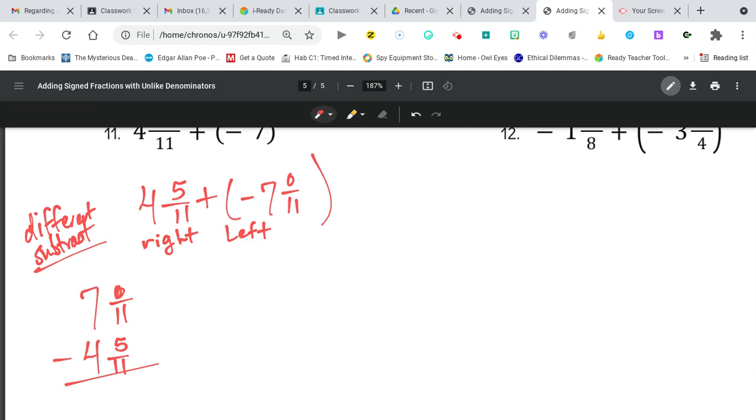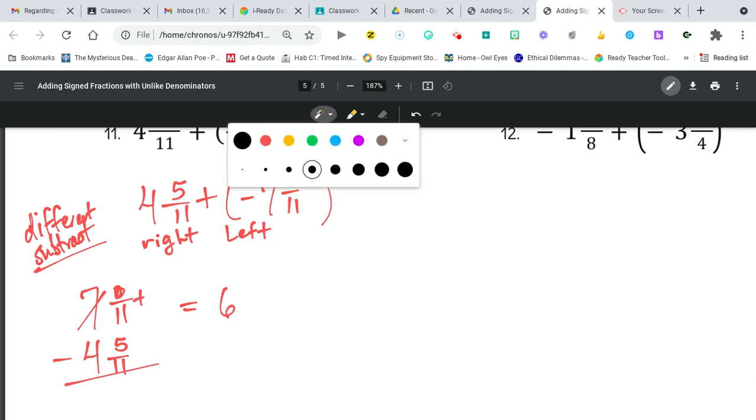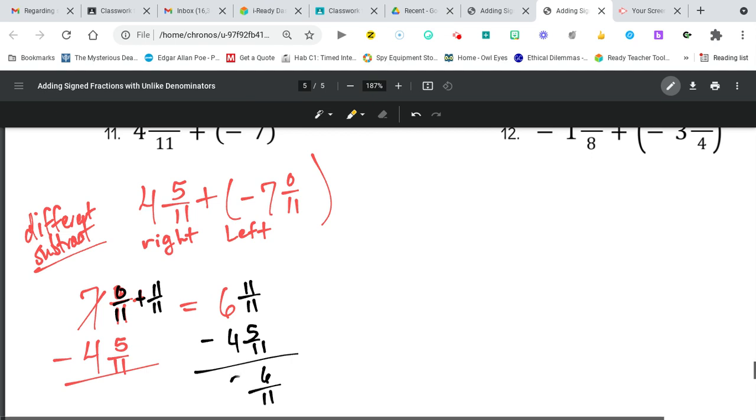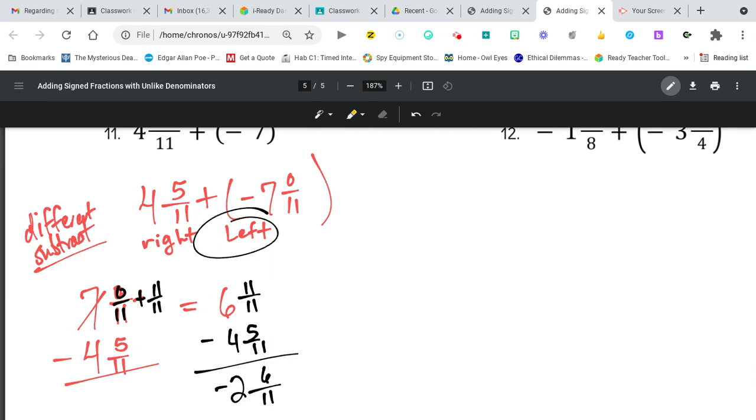Well, I can't start off with 0 and take away 5. So I'm going to borrow from the 7 and it will become a 6. And I'm going to add in the one whole that I borrowed, which is in terms of 11ths. 11/11 is 1. But 0/11 plus 11/11 is just still 11/11. So that's going to be 11 minus 5, which is 6. And 6 minus 4, which is 2. And this one is also more to the left, so it's negative.